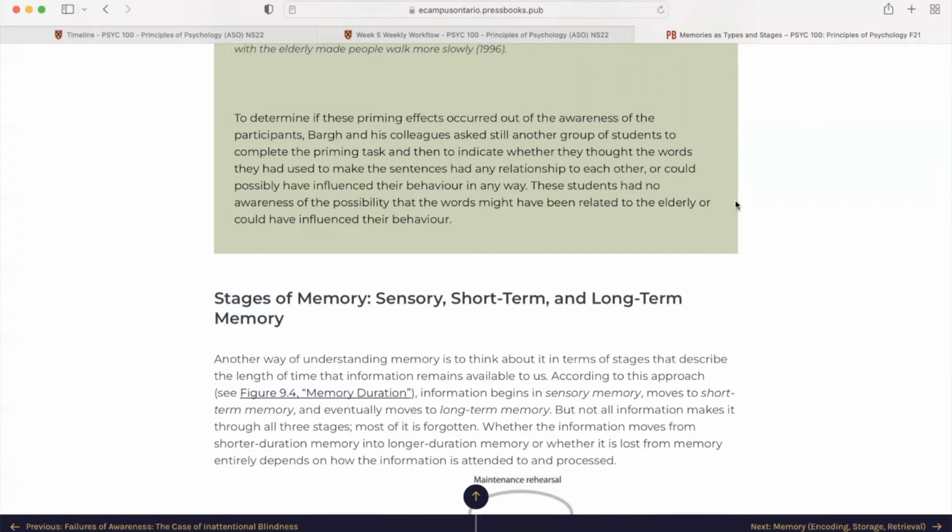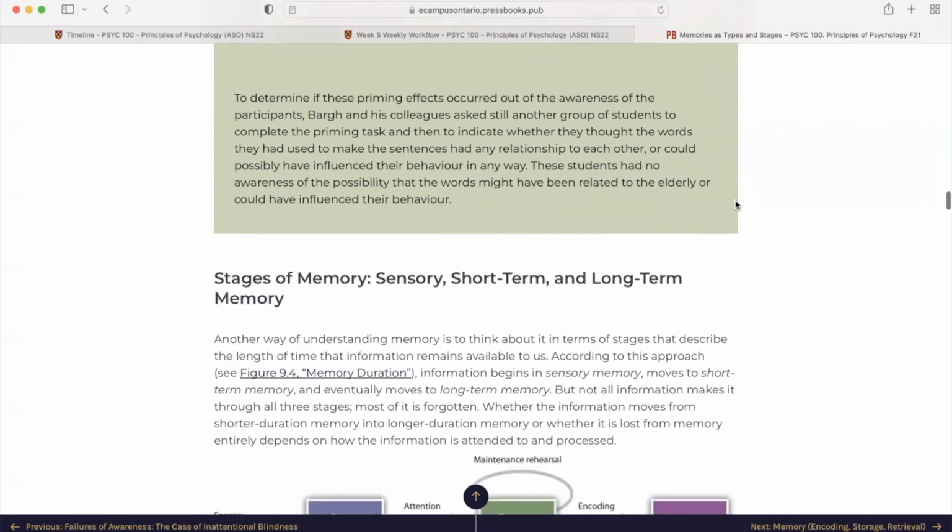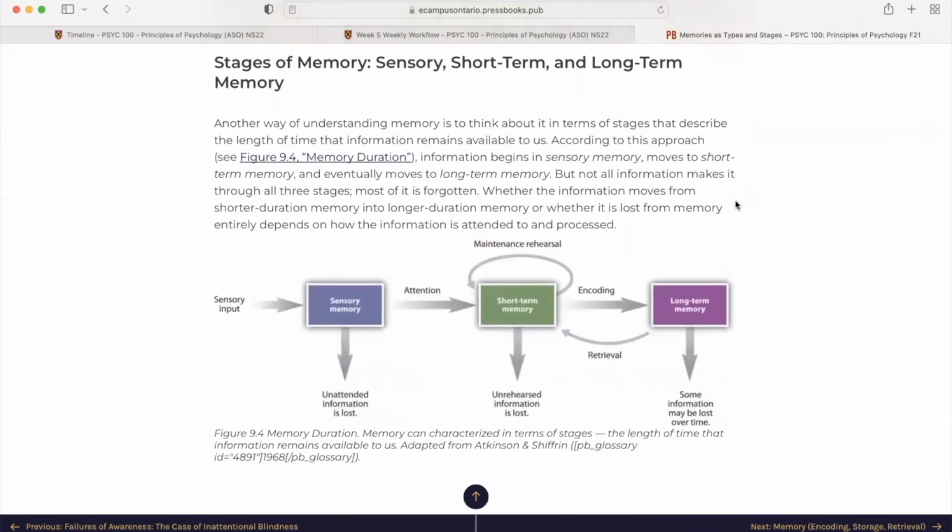Next is stages of memory: sensory, short-term, and long-term memory. Another way of understanding memory is to think about it in terms of stages that describe the length of time that information remains available to us. According to this approach, information begins in sensory memory, moves to short-term memory, and eventually moves to long-term memory. But not all information makes it through all 3 stages. Most of it's forgotten. Whether the information moves from shorter duration memory into longer duration memory, or whether it's lost from memory entirely, depends on how the information is attended to and processed.